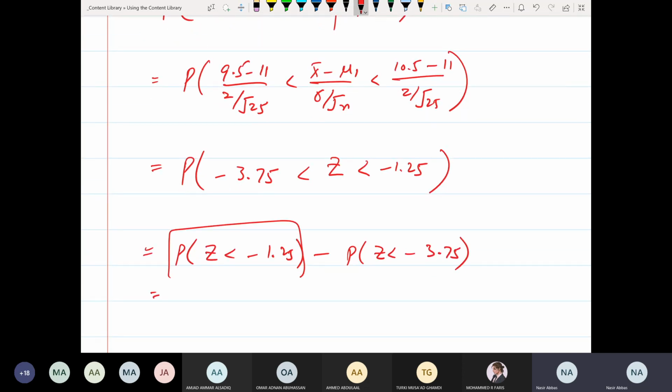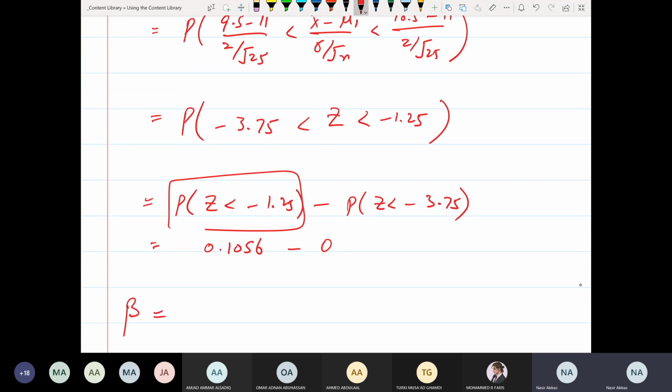This one we already found, it was 0.1056, I think. Minus, what will be probability of z less than minus 3.75? Without looking into the table, this will be almost 0. So your beta is 0.1056. 10.56% of the times you will be making type 2 errors.